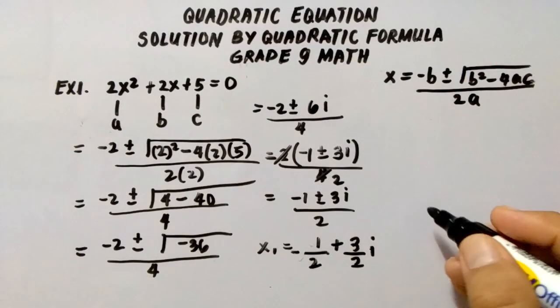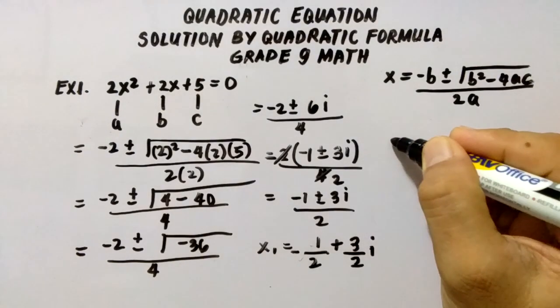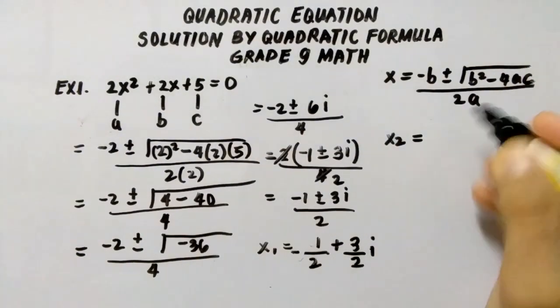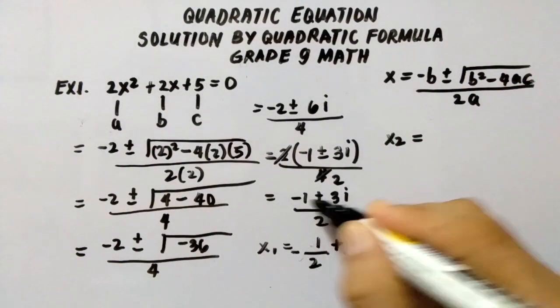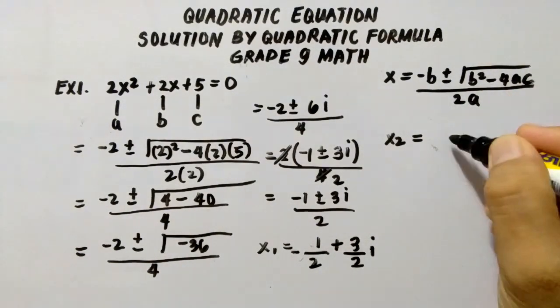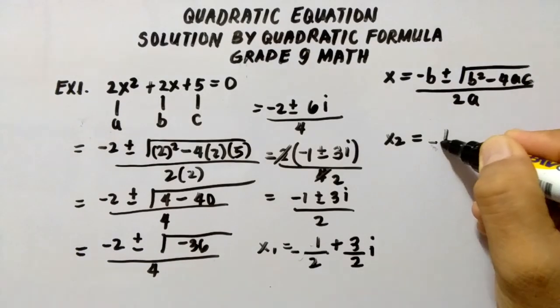Okay. So, x of 2 po natin. Dito po natin kunin. Then, equals. So, we have negative 1. Negative 1 over 2.